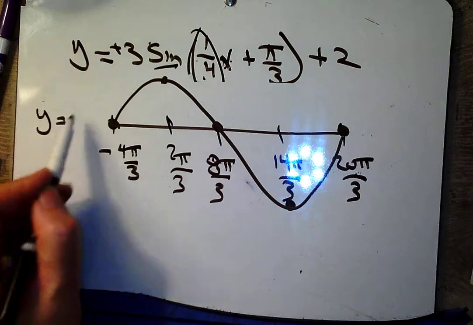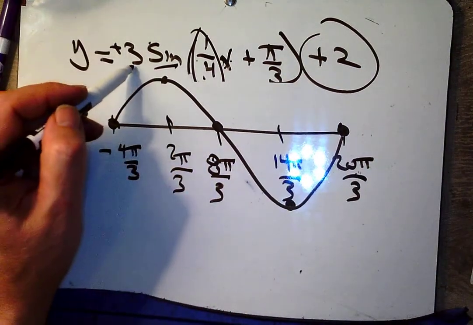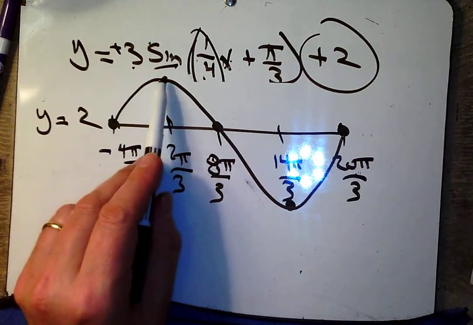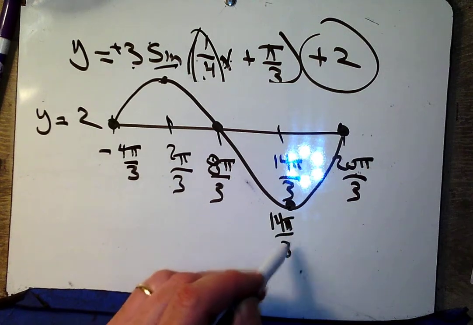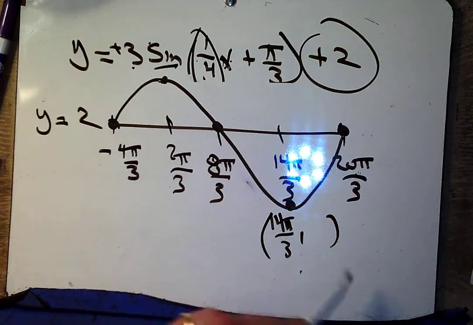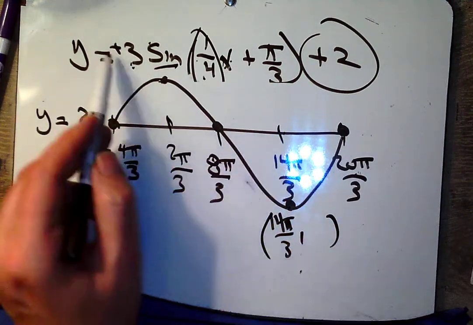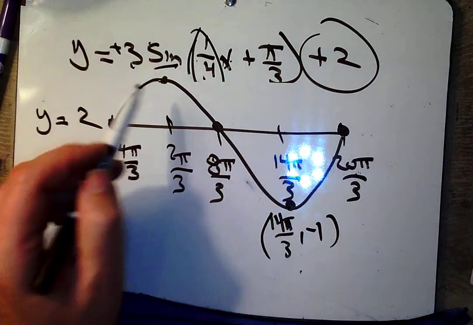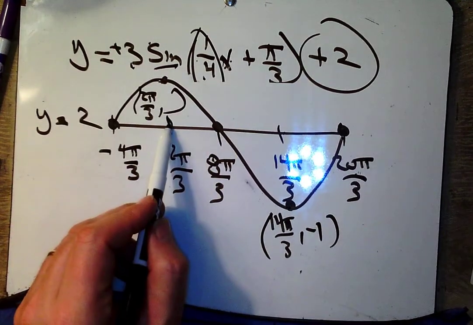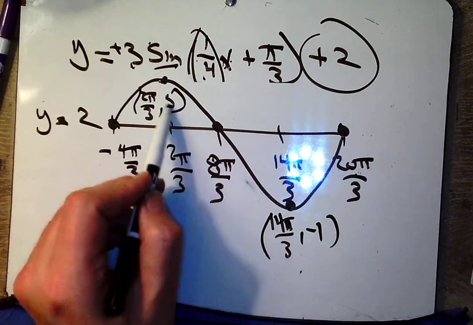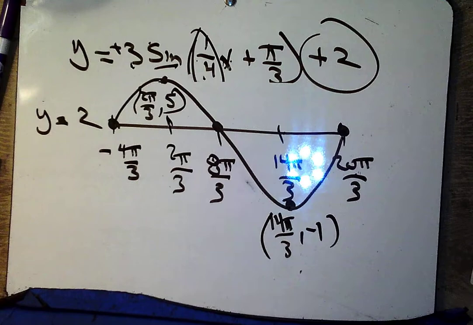Don't forget to label y equals 2, the sinusoidal axis. And now we're going to use our amplitude to help us find the y value here and the y value here. 14 pi over 3, comma, what? Well, this is y equals 2, but I'm going to go down 3. And here, at 2 pi over 3, I was at y equals 2, and then I went up 3. 2 plus 3 is 5. And there we go. Okay?